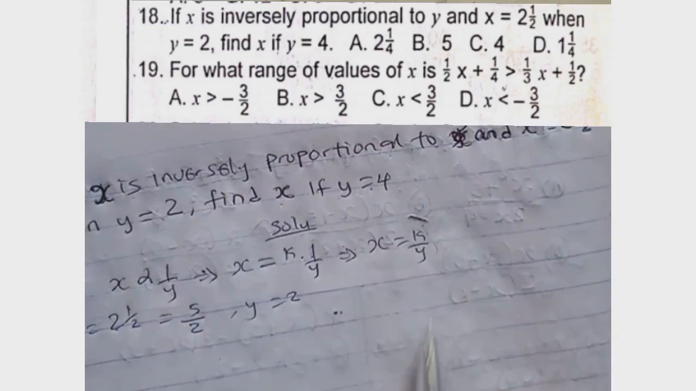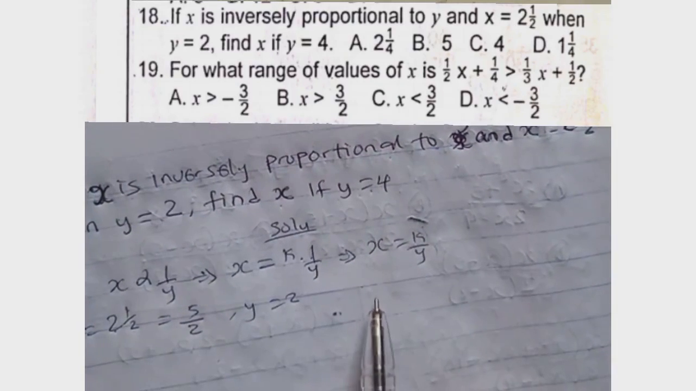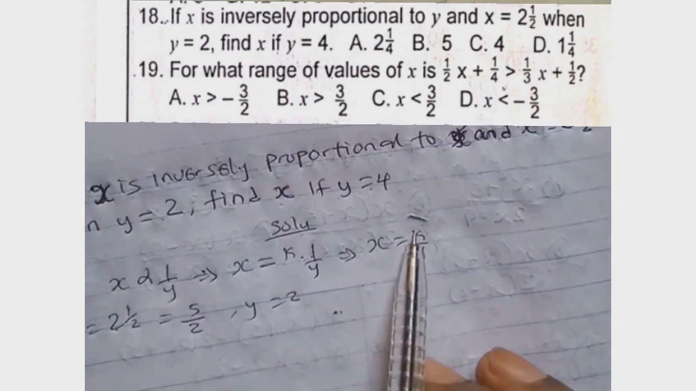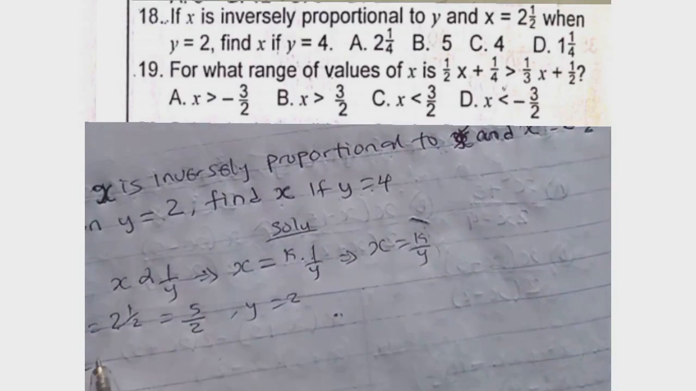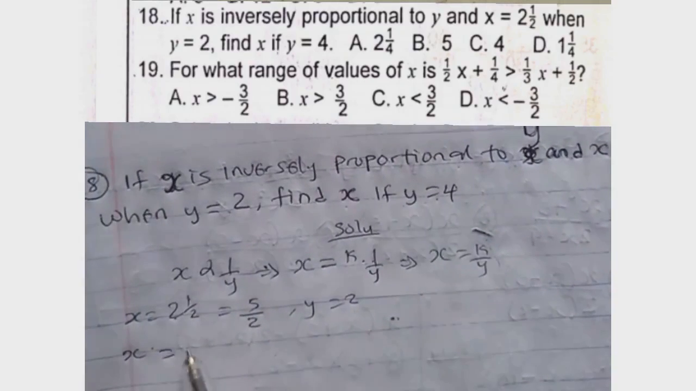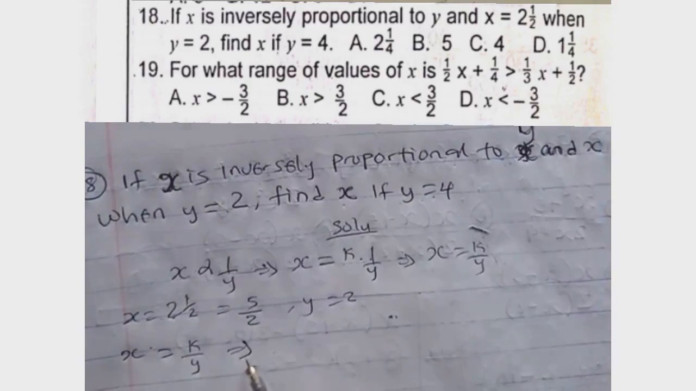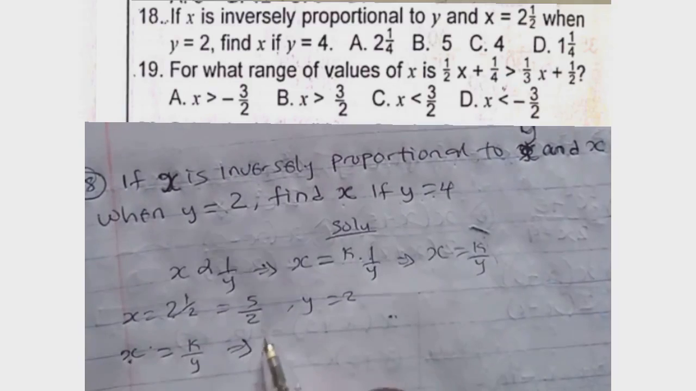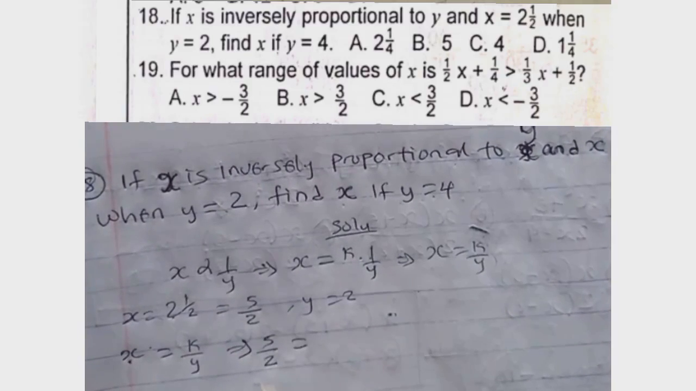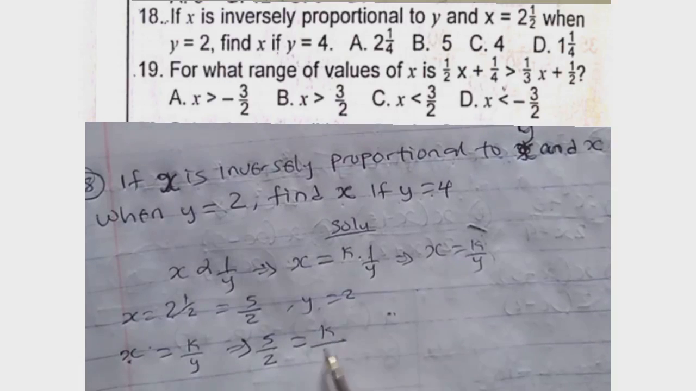Now to get the value of our k, if we write this expression out, we have s equal to k over y. Our s is equal to 5 over 2, so instead of writing s, we have 5 over 2 equal to k over y, where y is equal to 2.